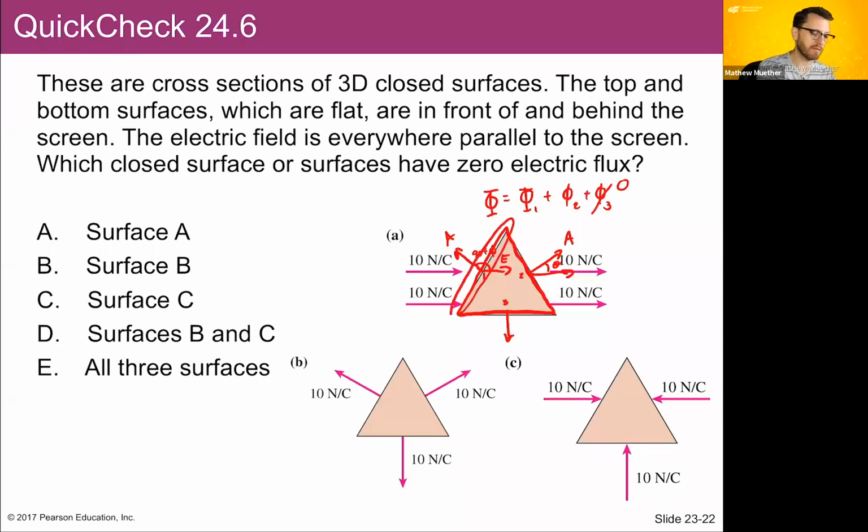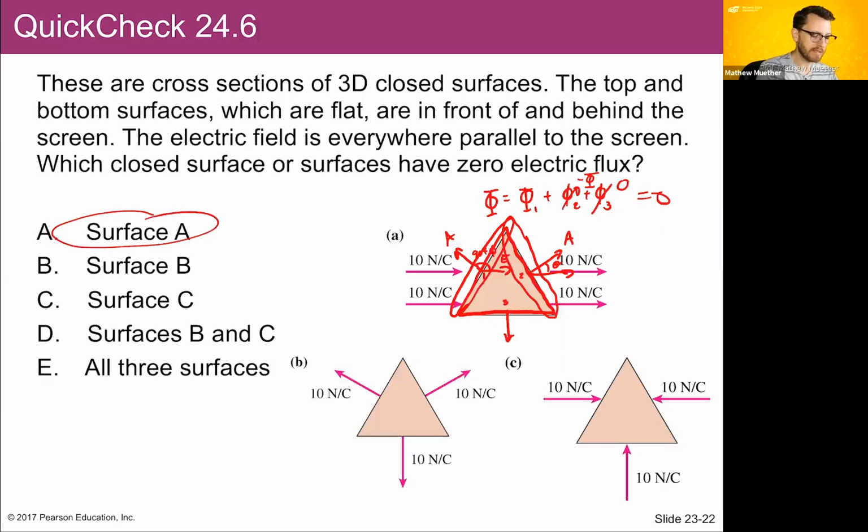Remember, the electric field flowing into the object gives a negative flux. The electric field flowing outwards gives a positive flux. And since I have identical surface areas and equal magnitudes of those electric fields, I get that the total flux is equal to 0. So I see this guy has to be equal to minus flux 1, and so this whole thing has to cancel out and give me 0 electric flux.